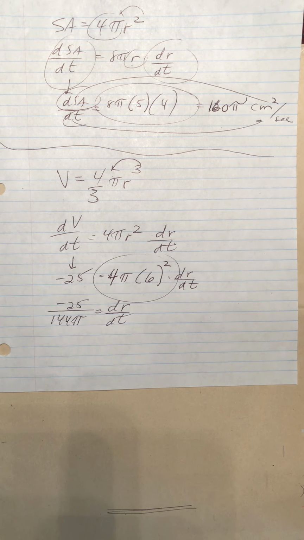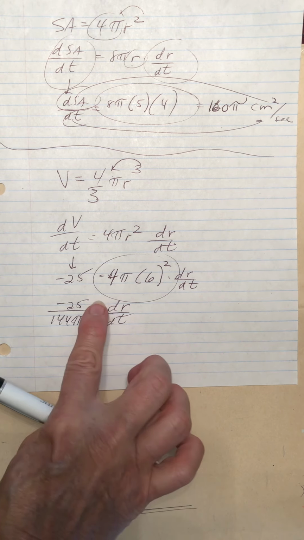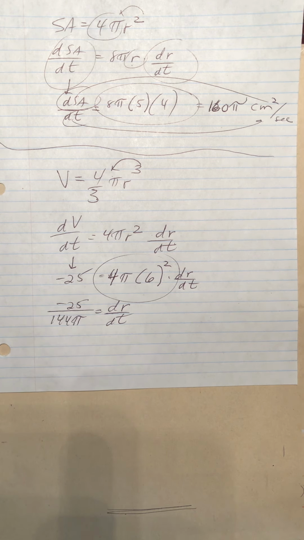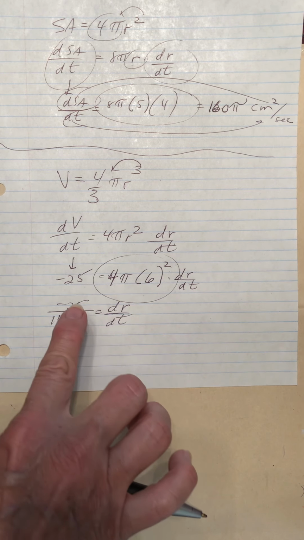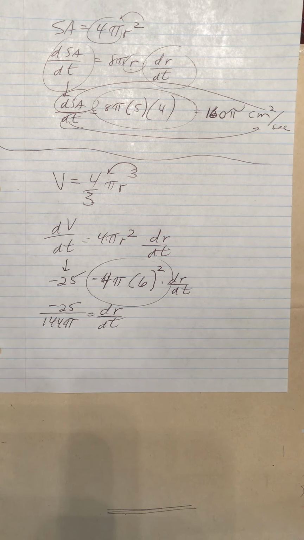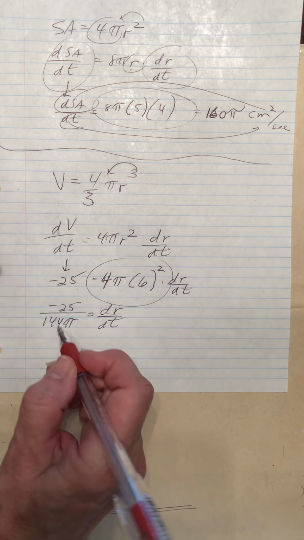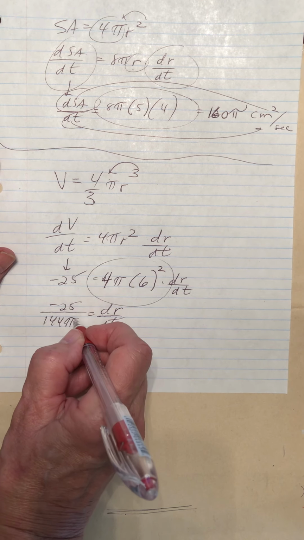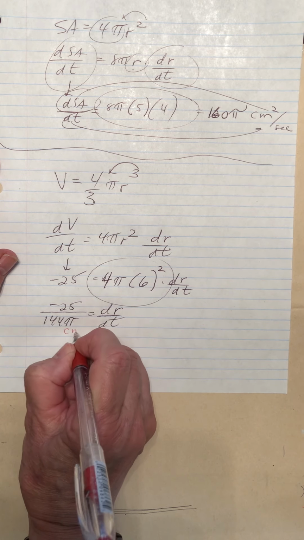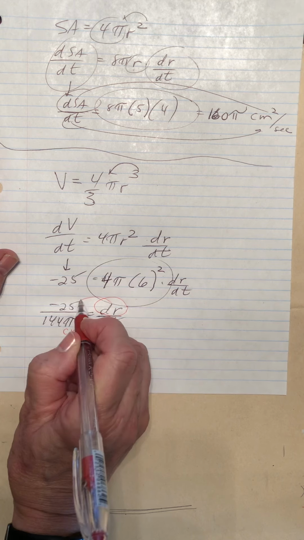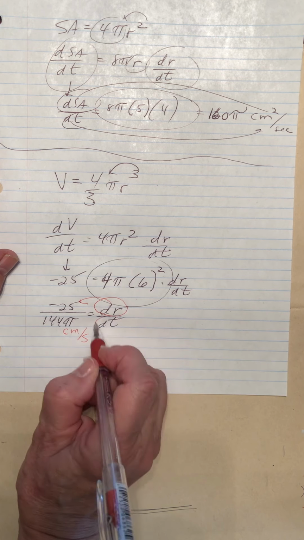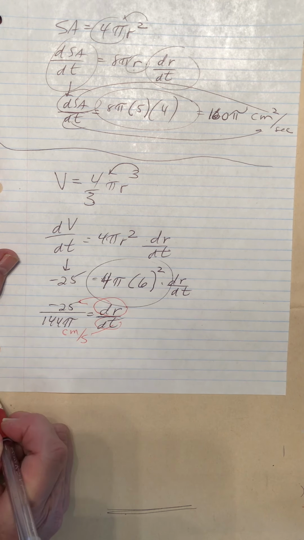So how do I answer this in a question? The radius is decreasing. So we always need to answer a word problem with a statement. I should not say the radius is decreasing by negative 25 over 144 pi, and this was centimeters. Okay, so this is centimeters per second. How come? Radius was in centimeters, time was in seconds.